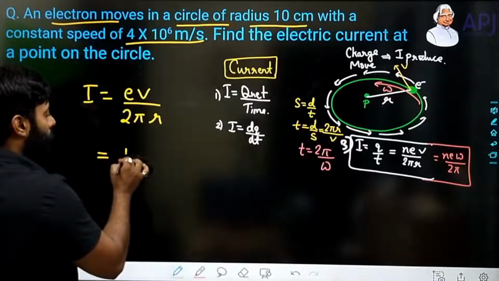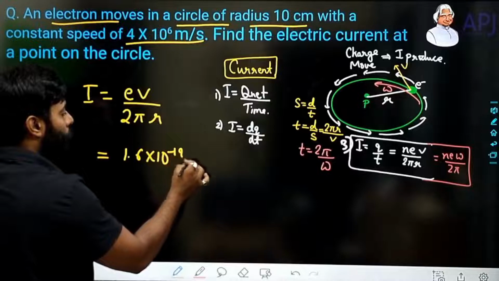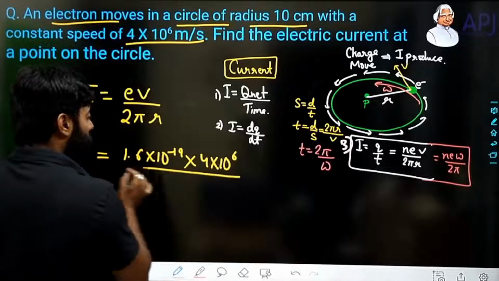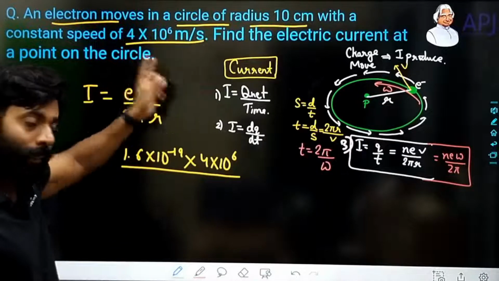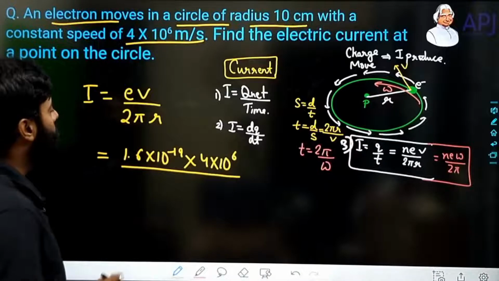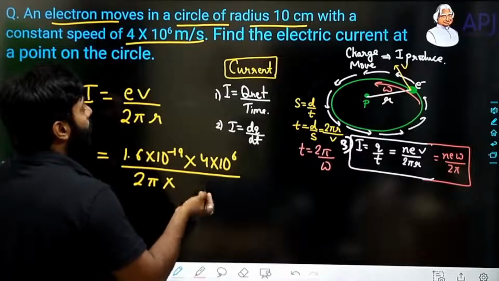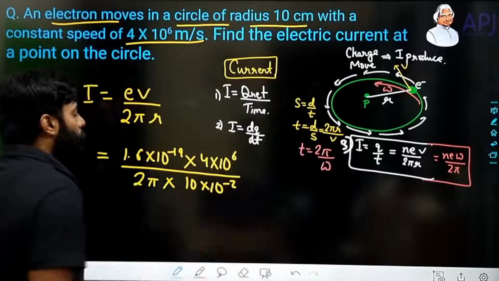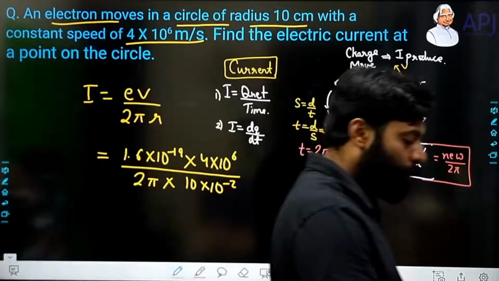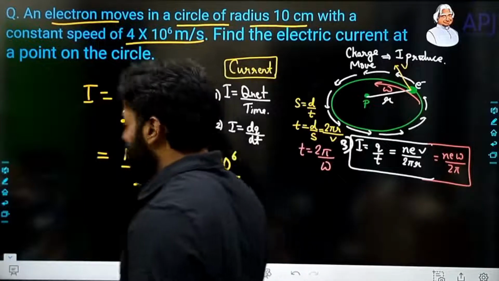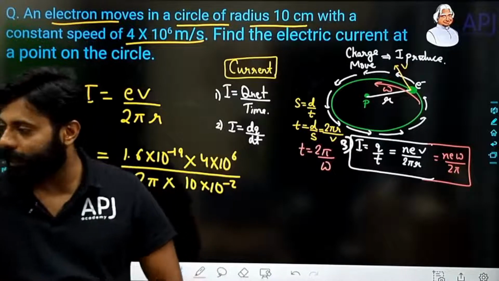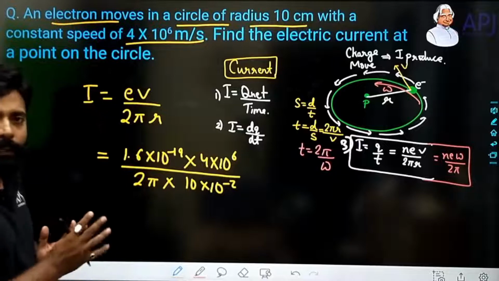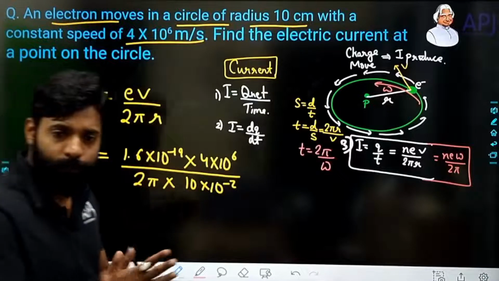Yes, sir. So charge on electron is 1.6 into 10 to the power of minus 19. Velocity is given to you as 4 into 10 to the power of 6. Sir, this velocity is so high. Yes, this velocity is so high. 2 pi r is 10 to the power of minus 2, right? This is done. You have to substitute the values and you will get the answer. आपको वैल्यू सब्स्टिट्यूट करनी है and you will get the answer, right? Shall we move forward?